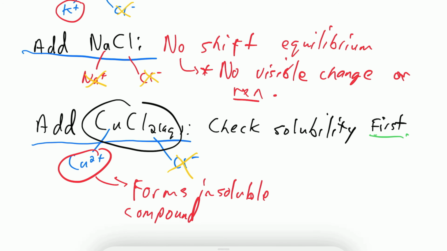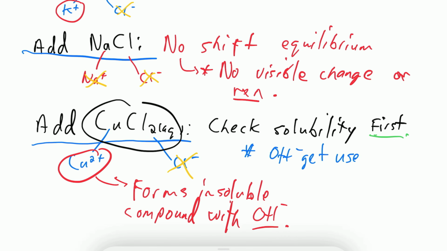Okay, compound with OH minus. Now what that means is that OH minus gets used up in order to make copper 2 hydroxide.